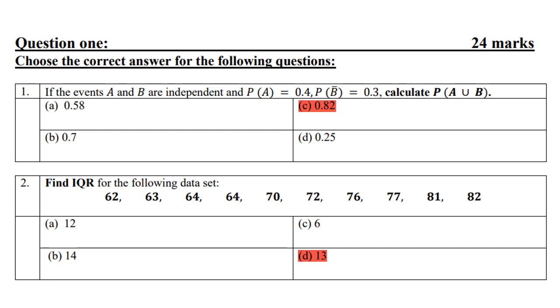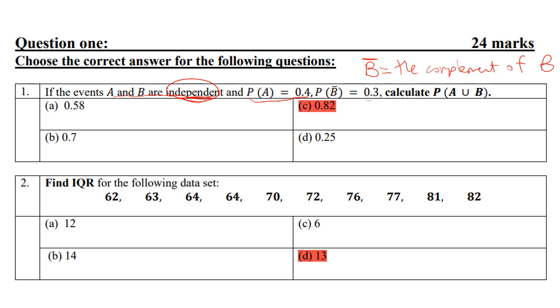Okay, these are final exam questions from 2020, 2021, and there are 20 marks from multiple choice, and we will do multiple choice questions. Now, if the events A and B are independent, okay, the keyword independent, the probability of A is equal to 0.4, and the probability of the complement of B, so let's not forget this is the complement of B, is equal to 0.3. Calculate the probability of A union B.